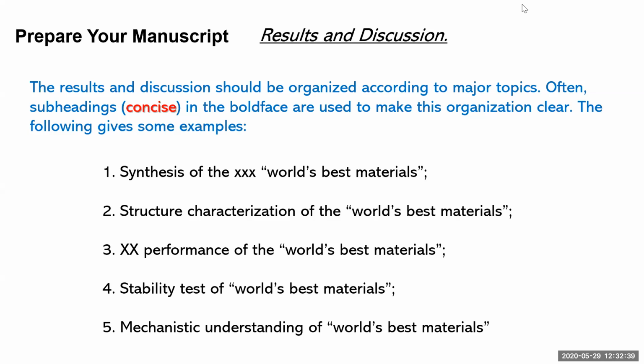So I will say, start from subheadings. Very often, always do that. And list each section: start from sample preparation, to characterization, to physical and chemical characterization, to testing, and to mechanistic understanding. So for example, I give a very simple example.